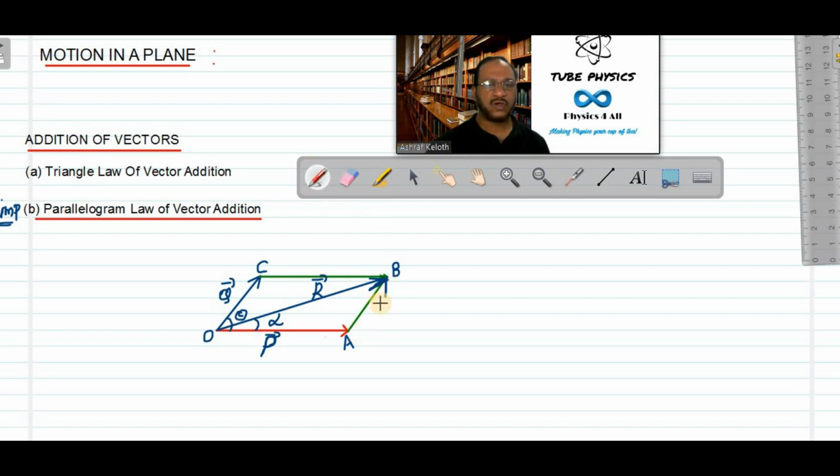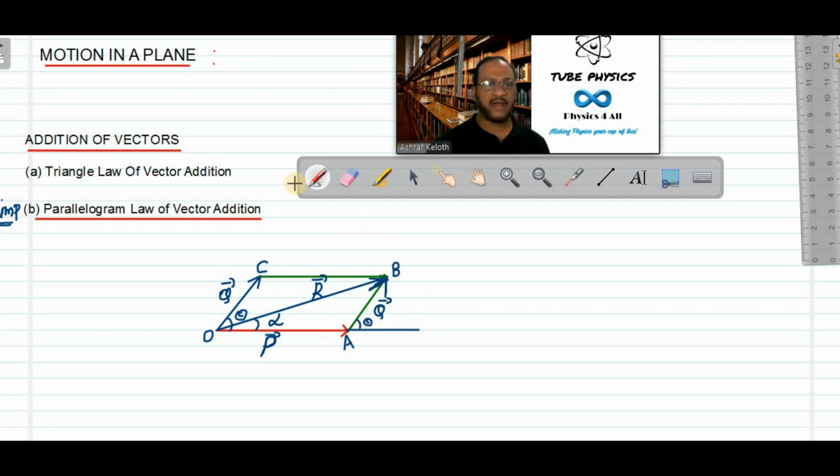So this AB I can also write as Q. This is actually vector Q only. And what about the angle here? If I draw a horizontal line here, then what is this angle? Theta. The same theta, isn't it? Because a straight line is cutting two parallel lines, so this corresponding angle should be the same. This is the same angle theta.